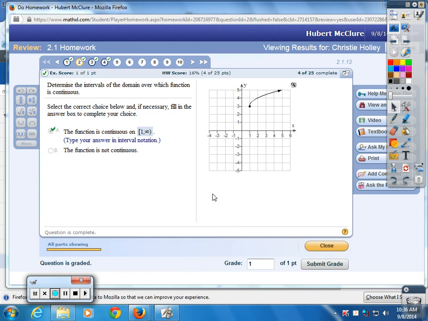All right, this says, determine the intervals of the domain for which the function is continuous. Now, it says right here, continuous. Now, when we talked about domain and range before, we just talked about what the domain goes from. All right?